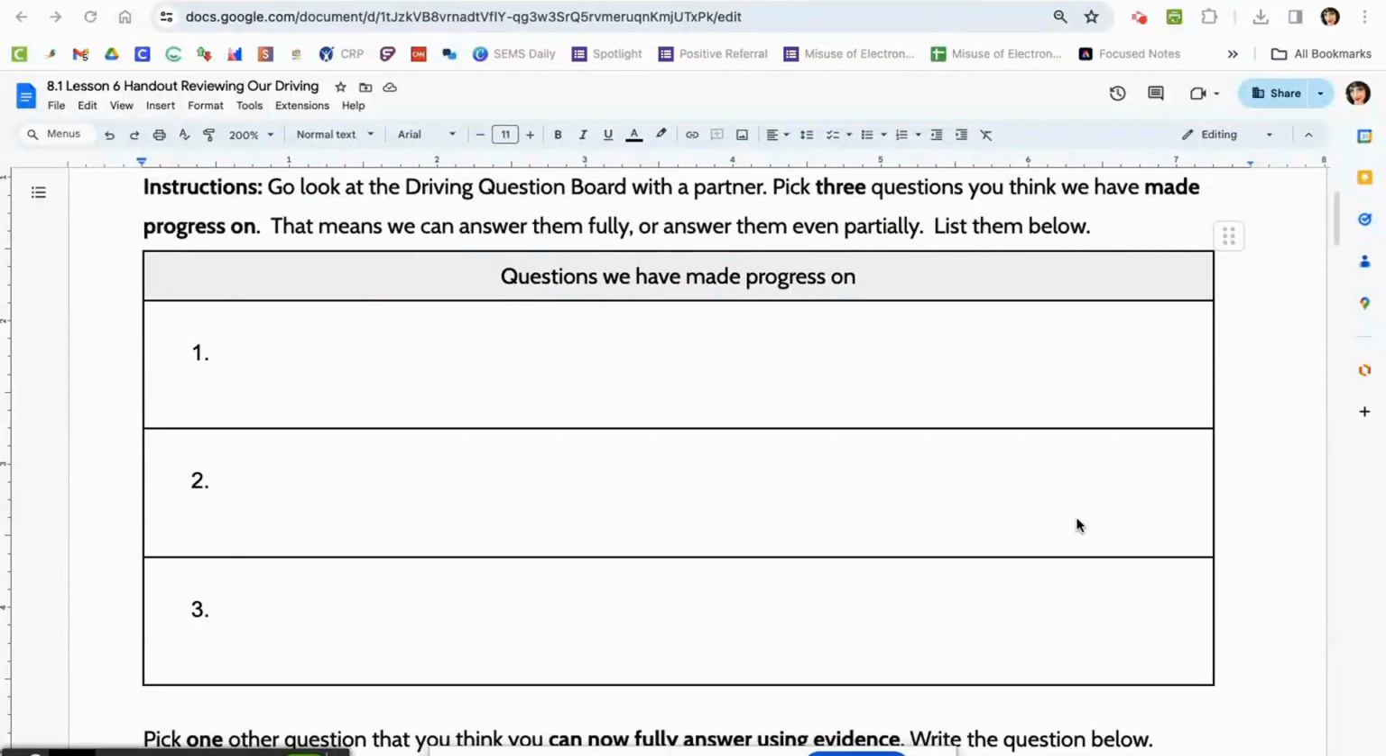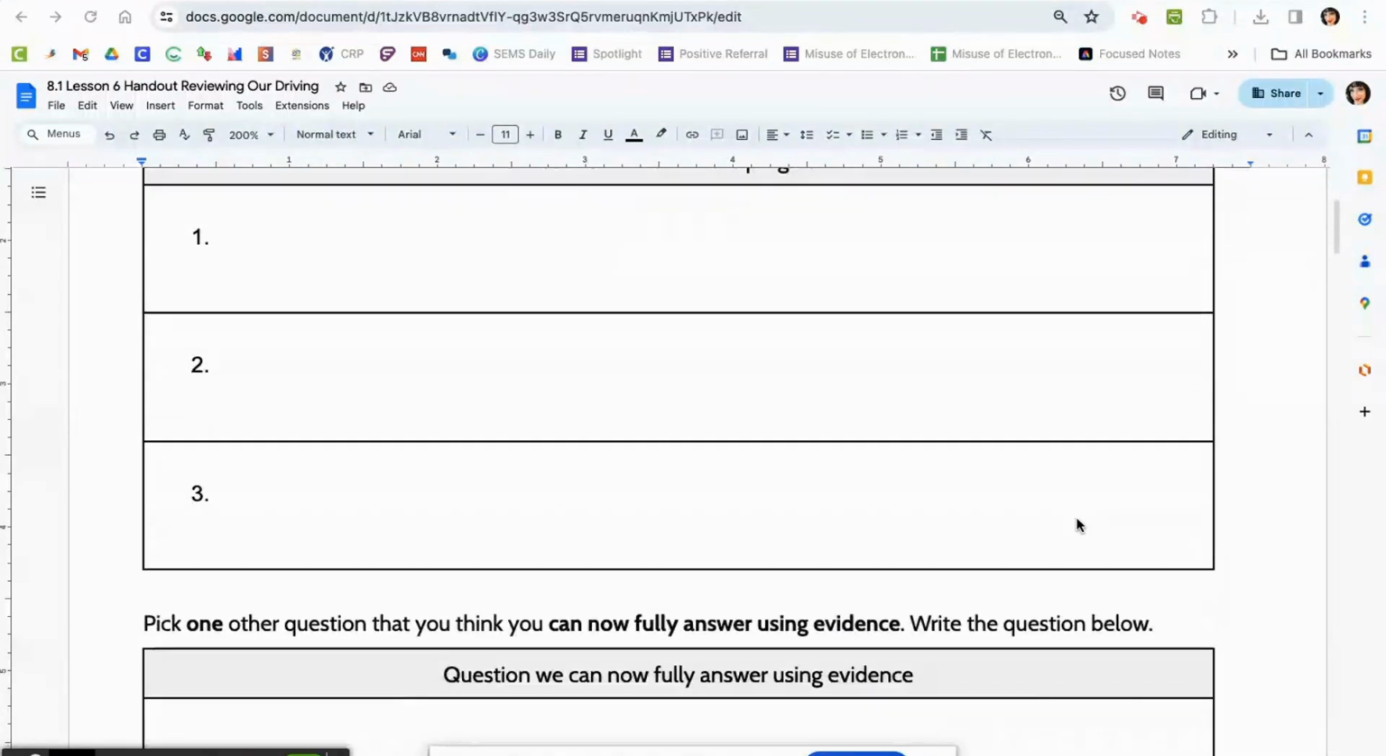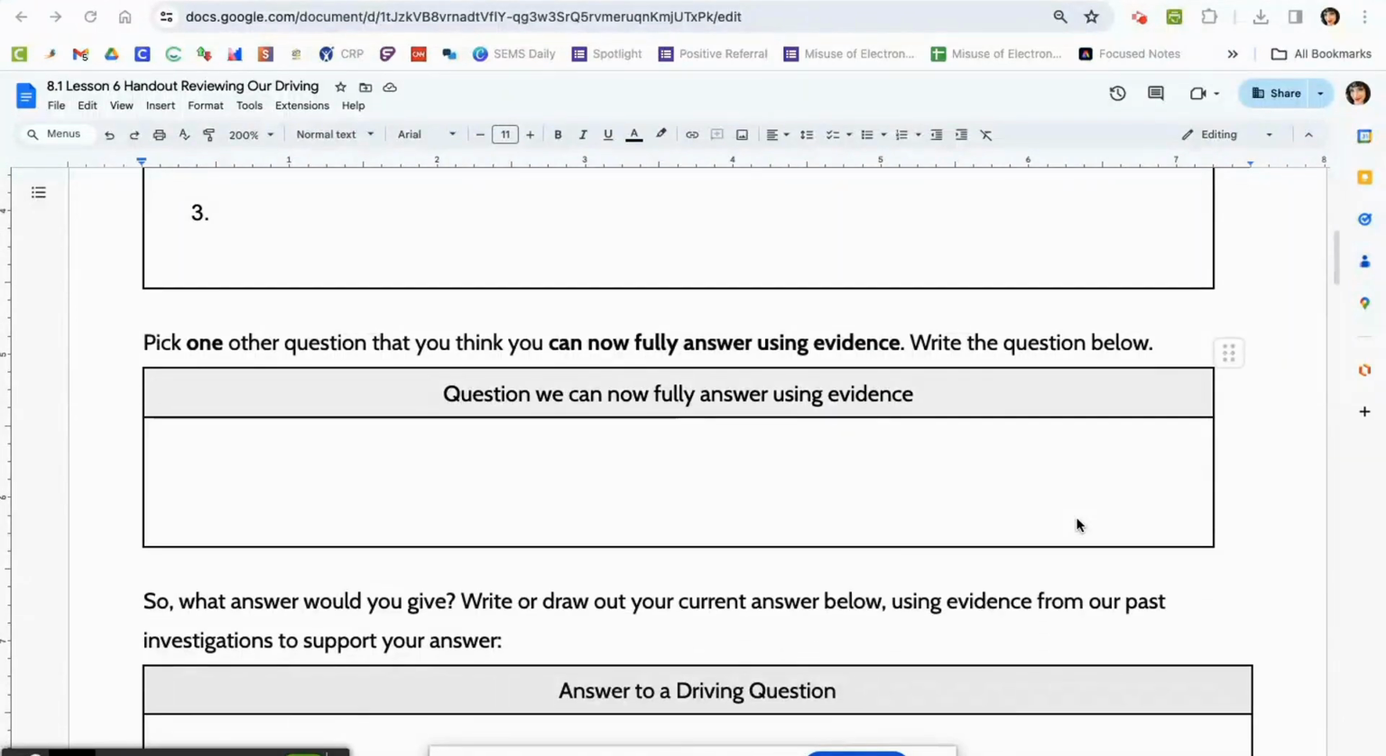It's also a chance to remind students of the questions that they had and the wonderings that maybe they've forgotten about. And it shows progress we're making through all of our investigations. In this second section of the assignment, students pick one question they can fully answer. So they really have to consider the evidence that they've gathered up until this point.